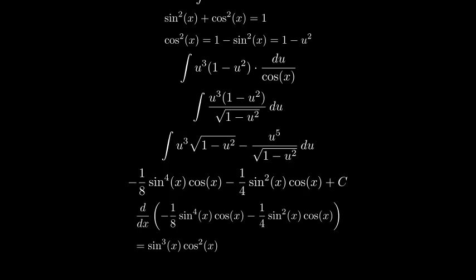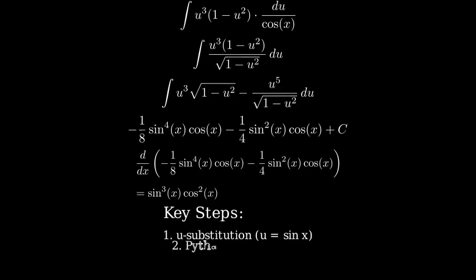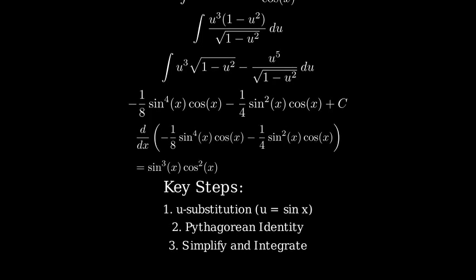To summarize, we solved this integral through these key steps. First, we made a u substitution with u equals sine x. Then, we used the Pythagorean identity to handle the cosine² term. Finally, we simplified and integrated the resulting expression to get our answer.